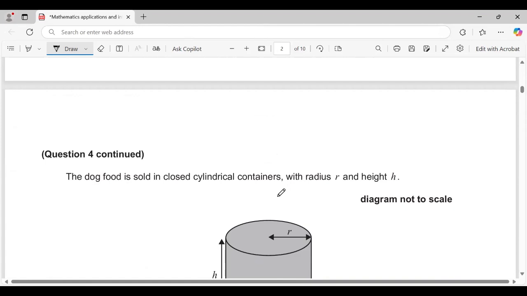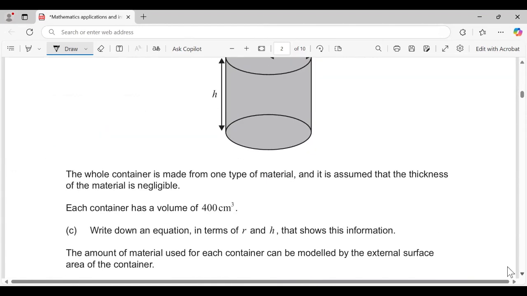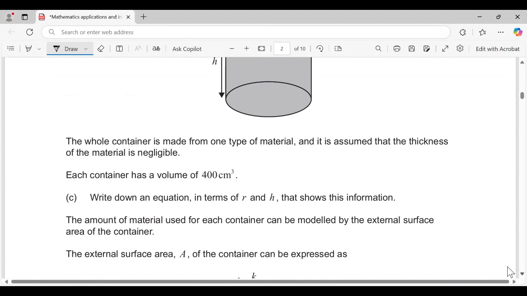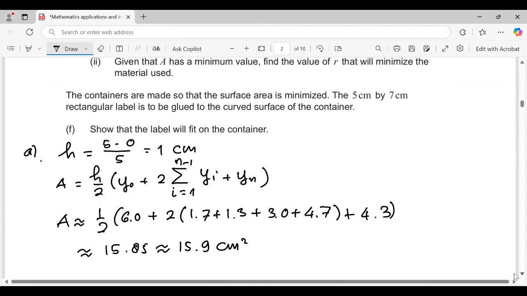The dog food is sold in closed cylindrical containers with radius R and height H. The whole container is made from one type of material, and it is assumed that the thickness of the material is negligible. The container has a volume of 400 centimeters cubed. Write down an equation in terms of R and H that shows this information. Okay.